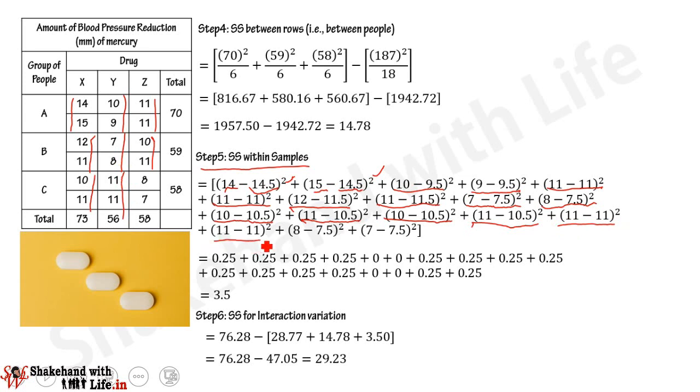Now the mean of 8 and 7 is 7.5. Therefore, it is 8 minus 7.5 squared, and then again 7 minus 7.5 squared. So from this we get 0.25, from this we get 0.25, from this we get 0.25, 0.5 squared, and from this again 0.5 squared. From this we get 0, and then again 0 here, right?